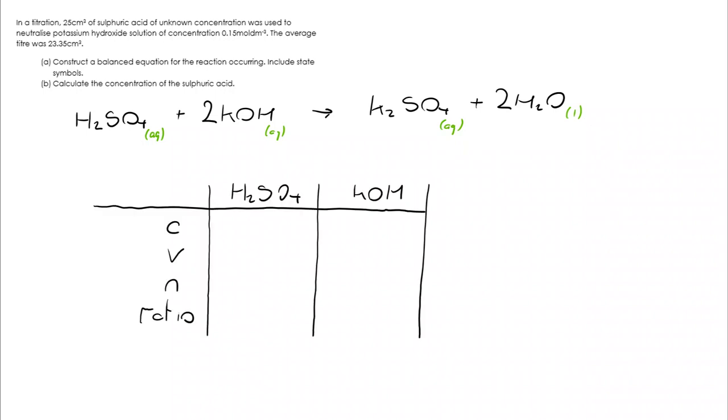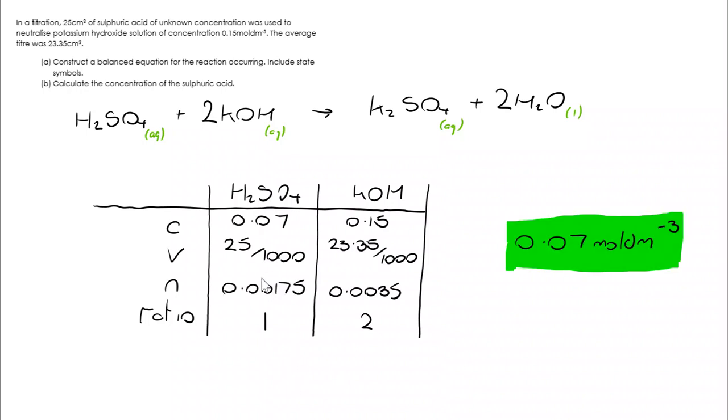I can then build my table. I can substitute all of the information in that I have been provided with. I can see I've got a c and a v, which allows me to work out my n for KOH. I can use my mole ratio, 2 to 1, so I'm going to halve that 0.0035, and I get 0.00175. I've now got an n and a v to calculate my c as 0.07 mol dm^-3.